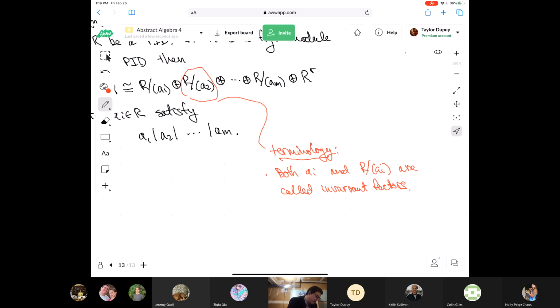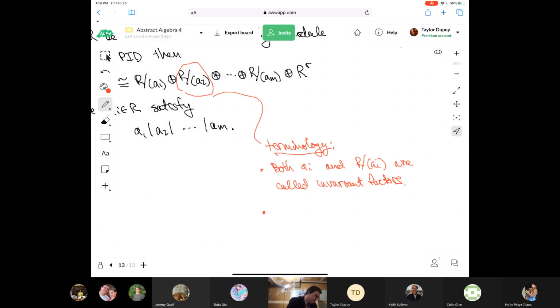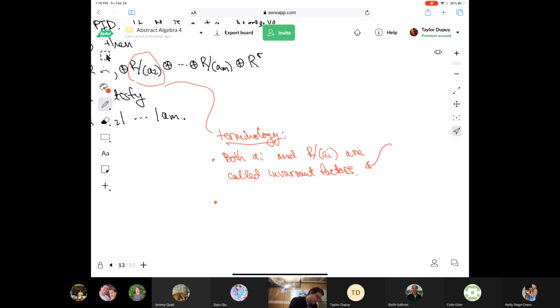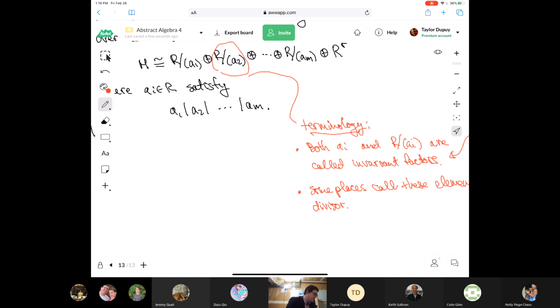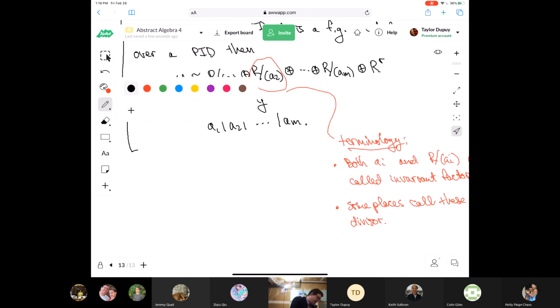Sometimes the terminology isn't consistent. This is what Dummit and Foote call them. But as a warning, some people call these elementary divisors. For some reason Wikipedia, I think, calls these things elementary divisors, but we call them invariant factors. There's another set of numbers too, so let me give you another way to do this.